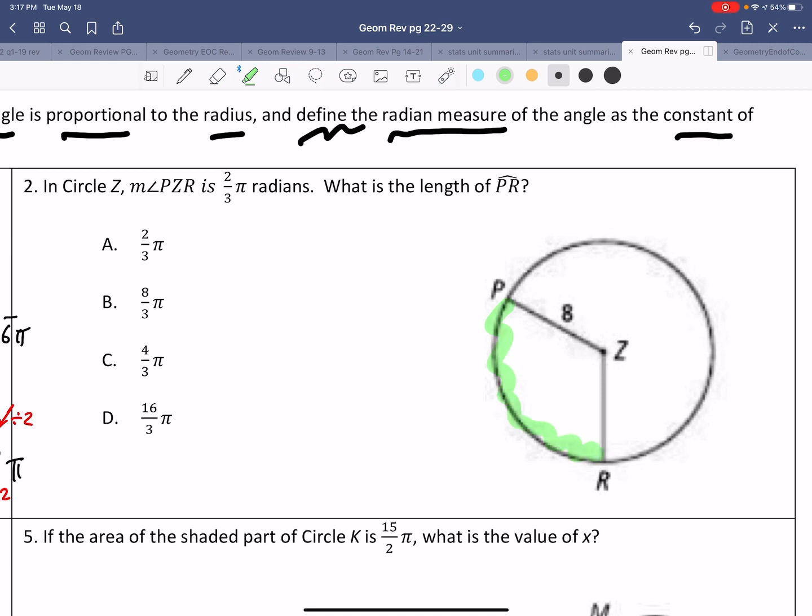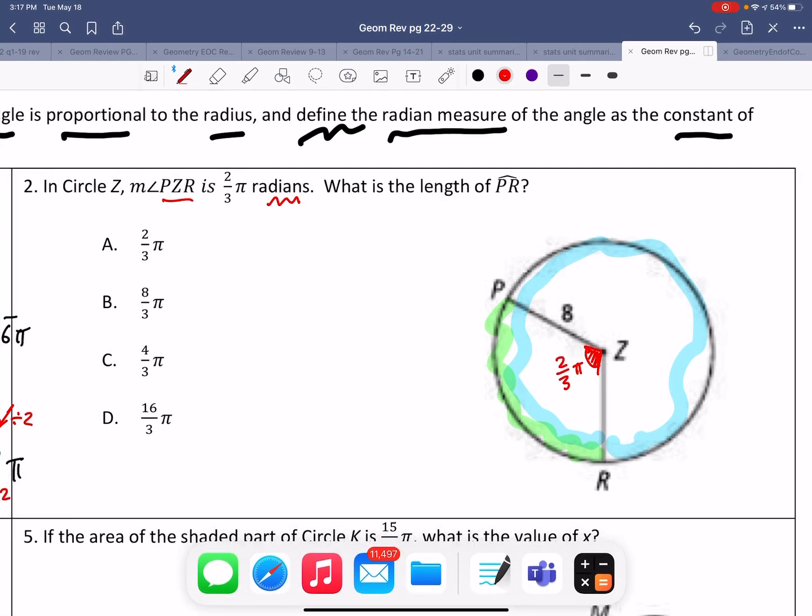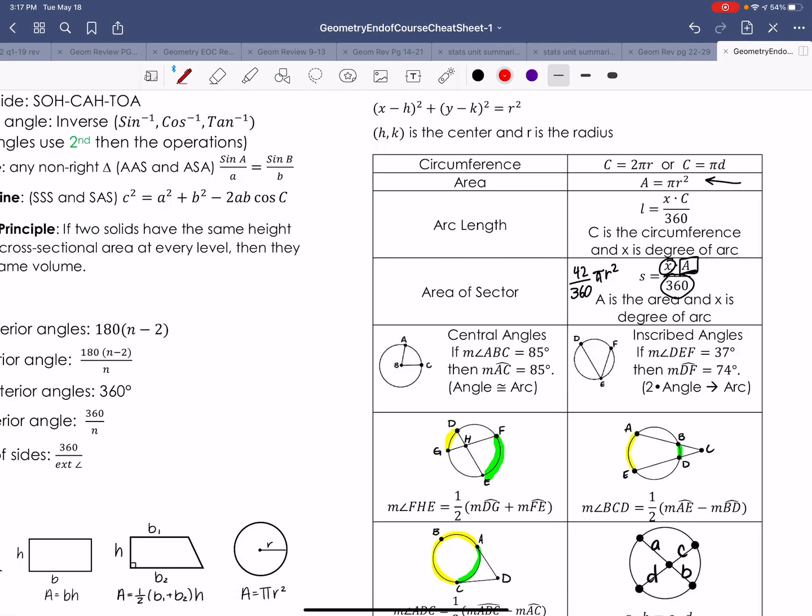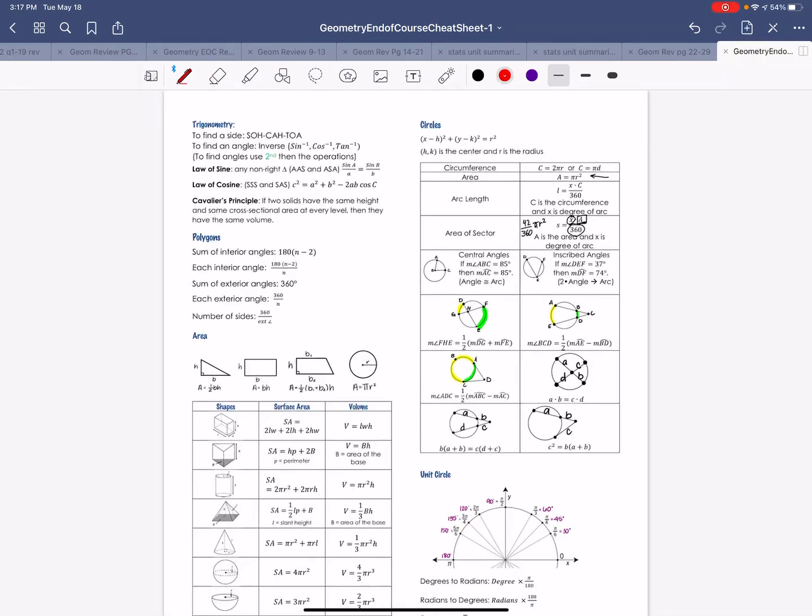Now it's saying, what is the length of PR? So I do not want the whole circumference, not all the way around. I only want a portion of it. So what portion of it? Well, it's the angle here. But they want it in radians. So they're saying the angle measurement is 2/3 pi radians. So looking at my reference sheet, what is an arc length but in radians? So let's see if that's on here.